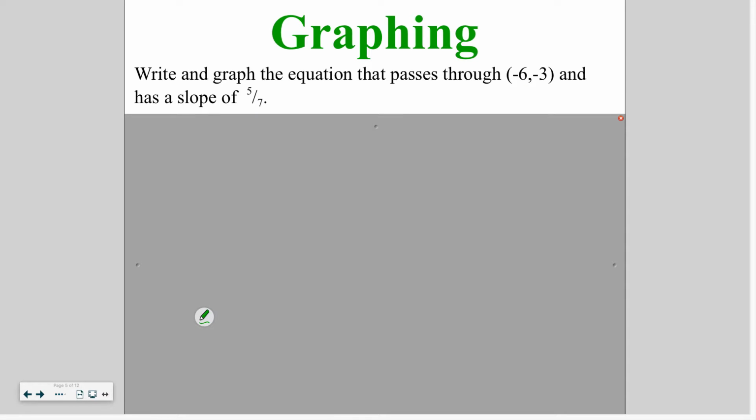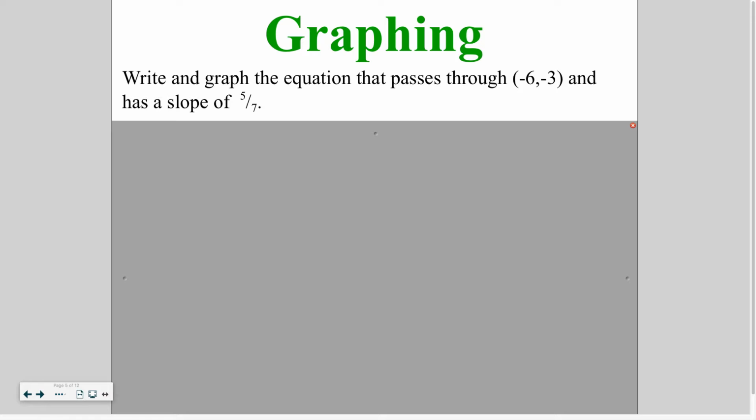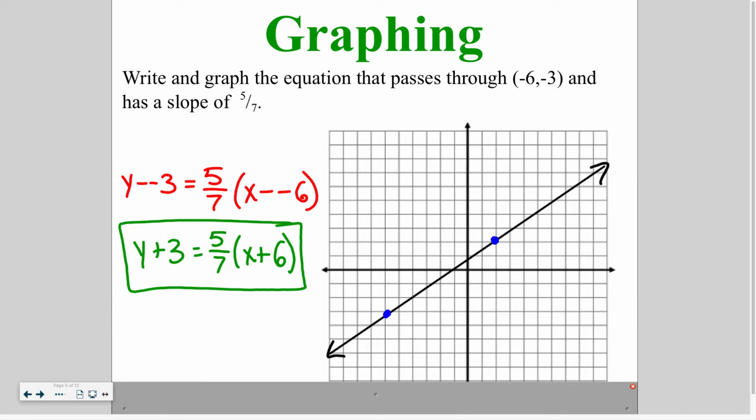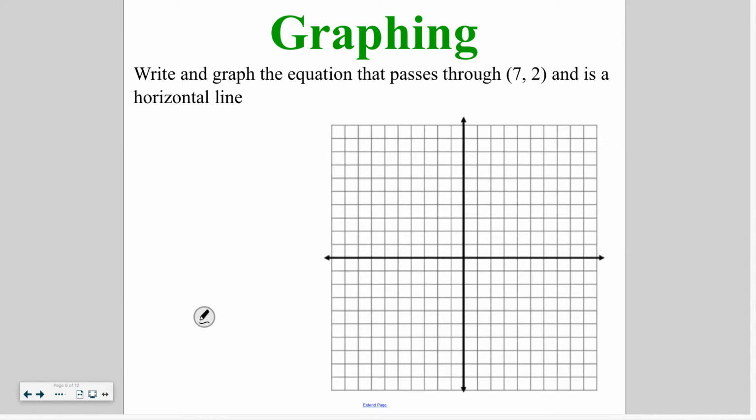Go ahead and try this one on your own. You're going to type the equation into the answer box, and then you will view the graph once you are completed. So your equation is y plus 3 is equal to 5/7 parentheses x plus 6. That starting point, we are at negative 6, down 3, and then we're going to come up 5 and over 7 for that second point.